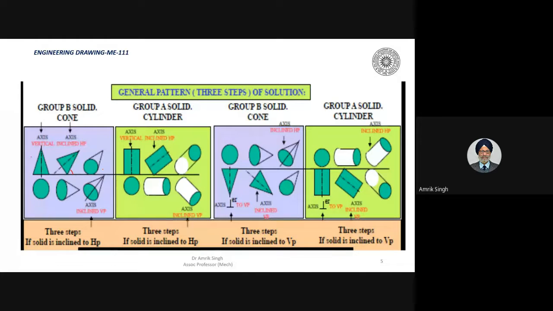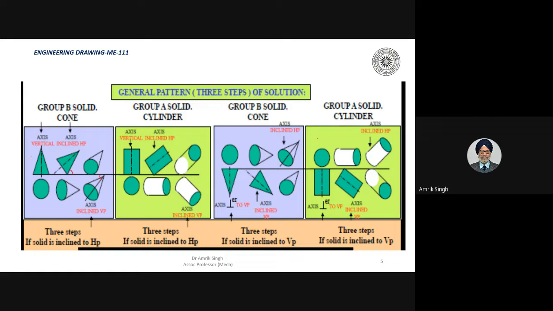And if it is inclined to VP, then we will draw this second stage, and we will measure it first, and then we will draw this. So these are the three steps if a solid is inclined to HP. Three steps if it is a cylinder instead of the cone. So in the first stage we will assume it is parallel. When it is parallel, this will be the front view and this will be the top view. When it is inclined to HP, then this is this. And when it is inclined to VP, then we will make this. And if it is inclined to both, then we will make all the three stages.